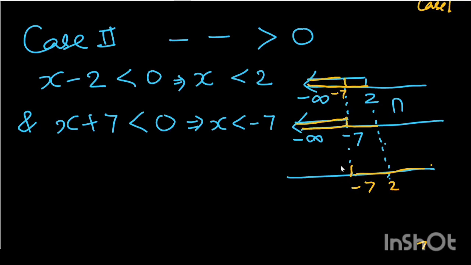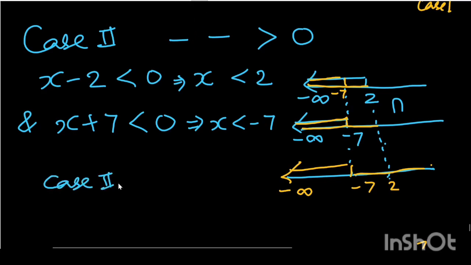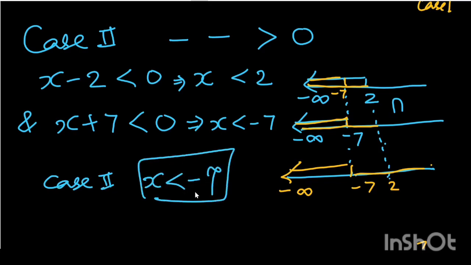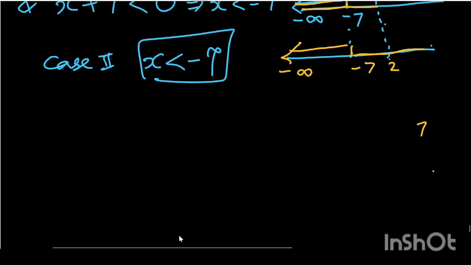So the answer in case 2, it would be what? Minus infinity to minus 7. So the answer of case 2, guys, would be what? Case 2 answer would be x less than minus 7, guys. Okay, so the final answer is what?